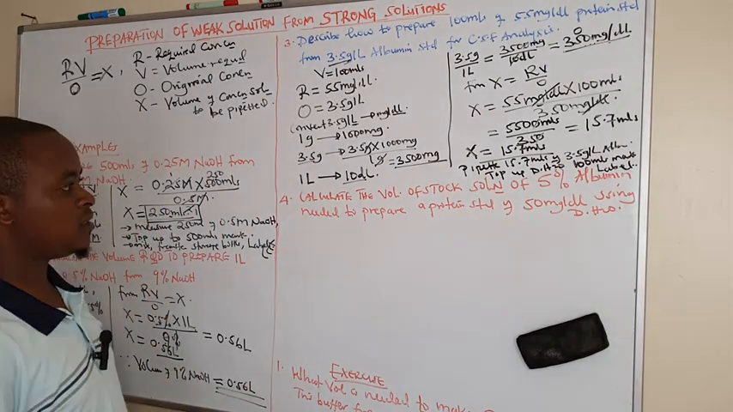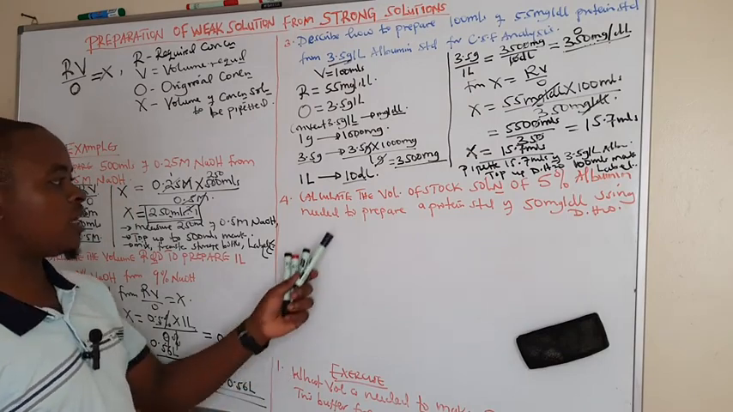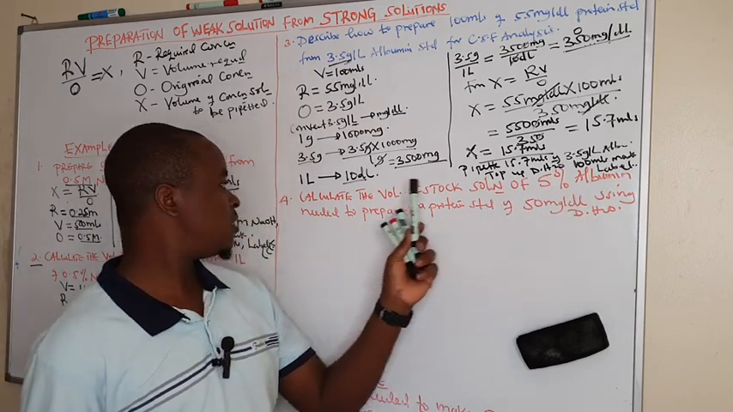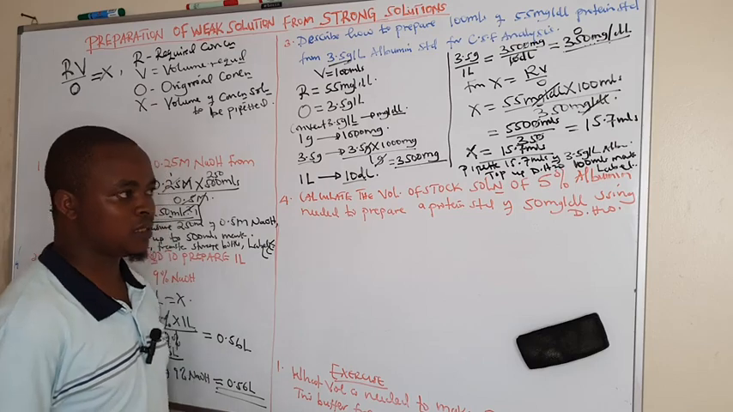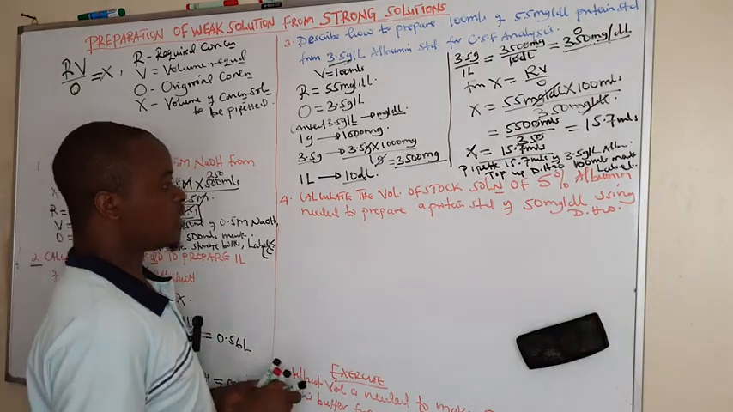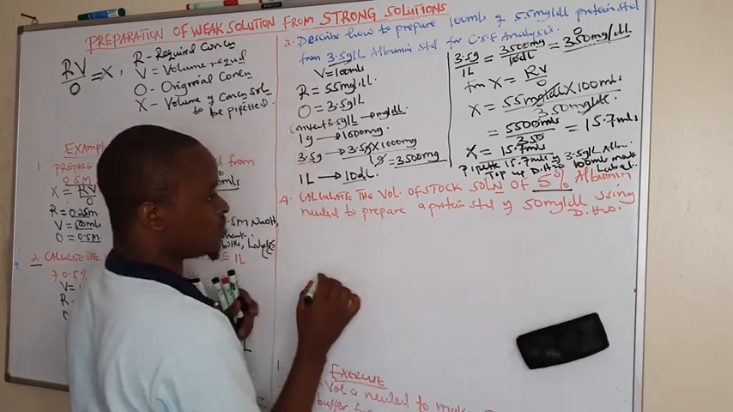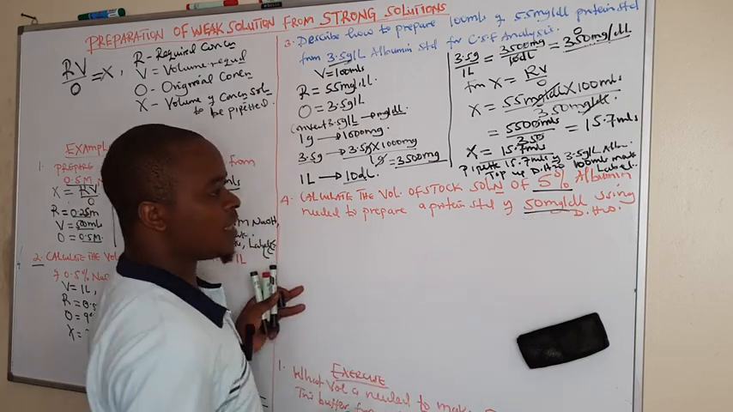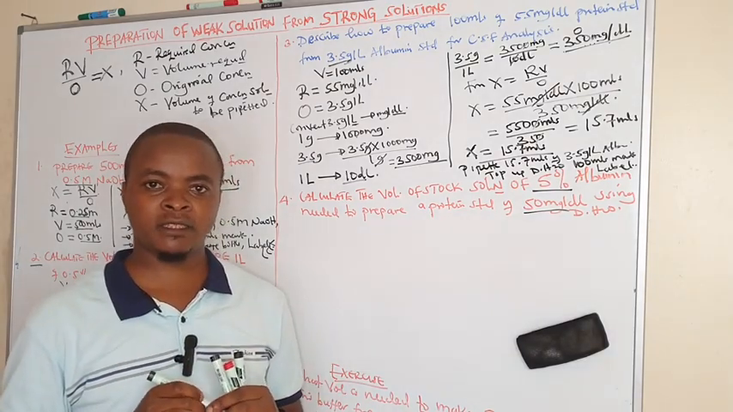We first converted. Then the last example we have here: you're required to calculate the volume of stock solution of 5% albumin needed to prepare a protein standard of 50 milligrams per deciliter. So according to this calculation and interpretation, they have given me the original, they have given me the required concentration, but they have not specified the amount we are supposed to prepare. That is the required volume.